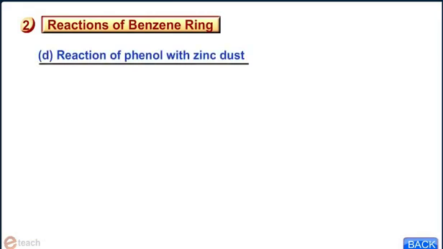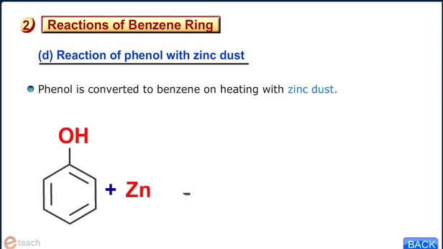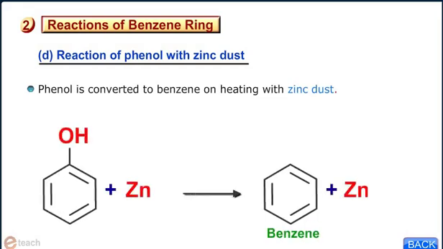The fourth reaction is reaction of phenol with zinc dust. Phenol is converted to benzene on heating with zinc dust. Consider the reaction C6H5OH plus Zn gives C6H6 plus ZnO.